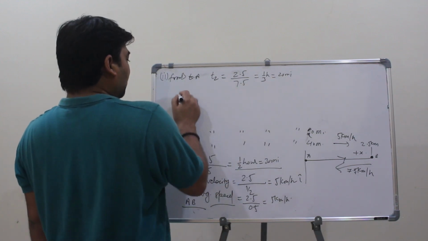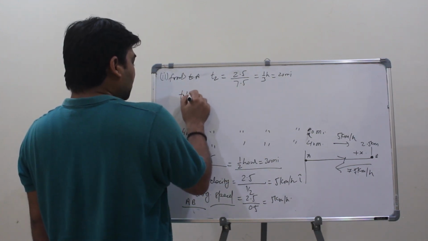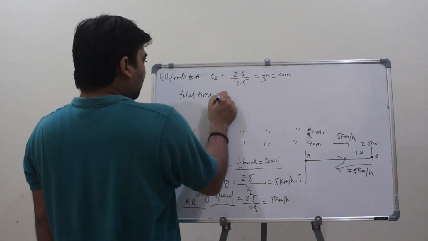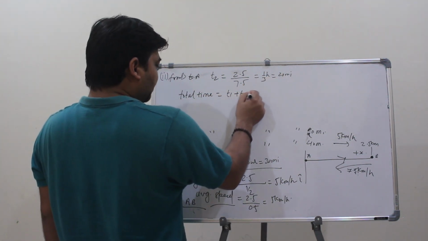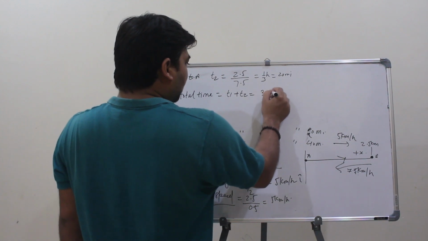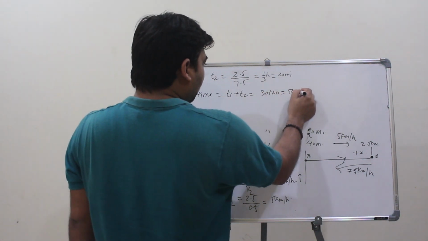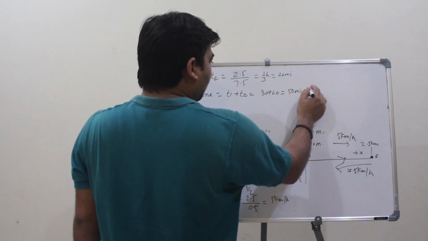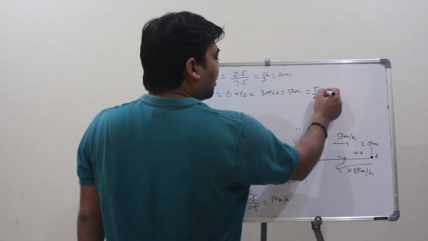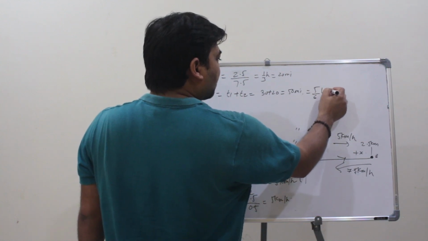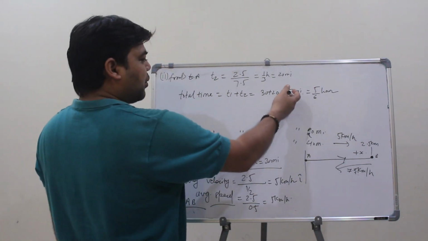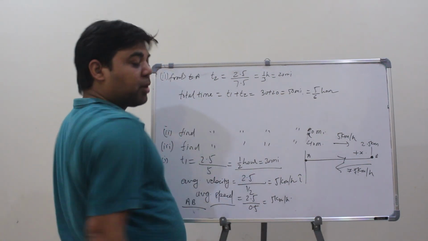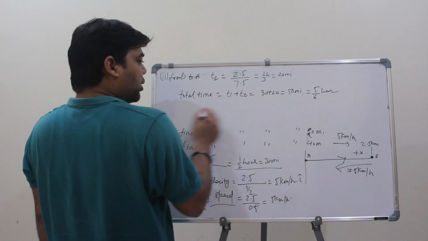Now, so total time is how much? Total time is T1 plus T2. It is 30 plus 20, 50 minutes, which can be written as 5 by 6 hour, right? This is what we have. Just 50 divided by 60 minutes multiplied by 1 hour, which is 5 by 6. So this is the total time.